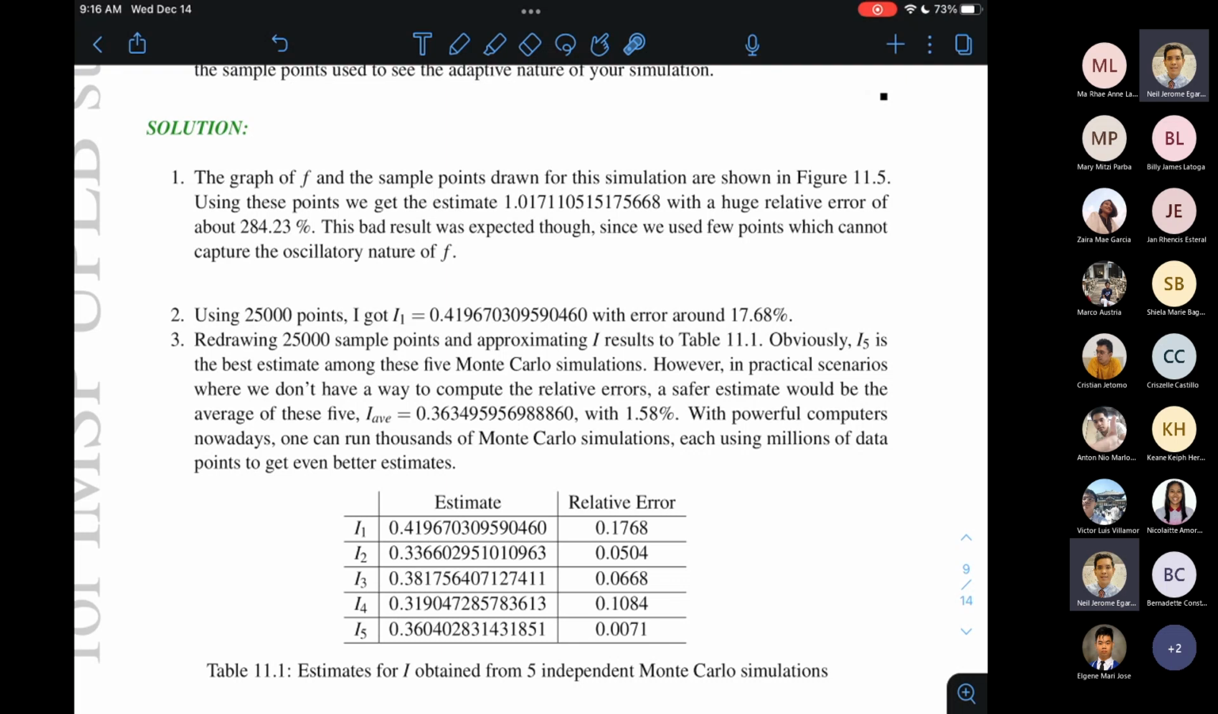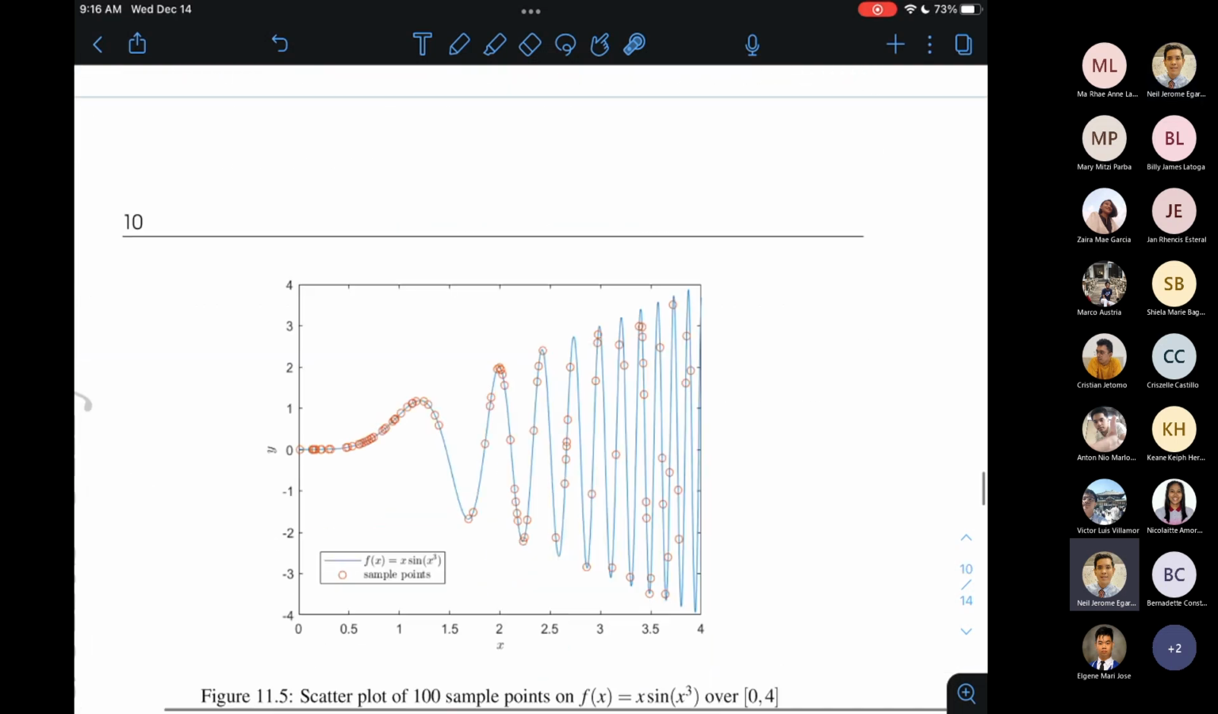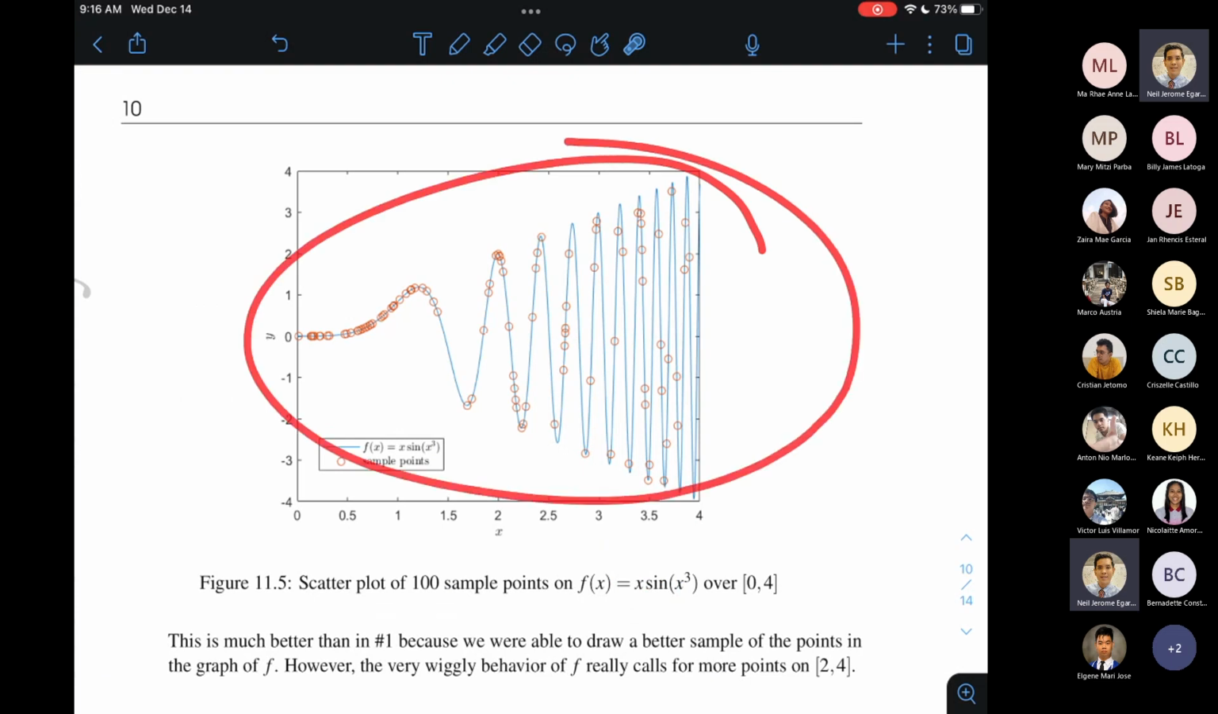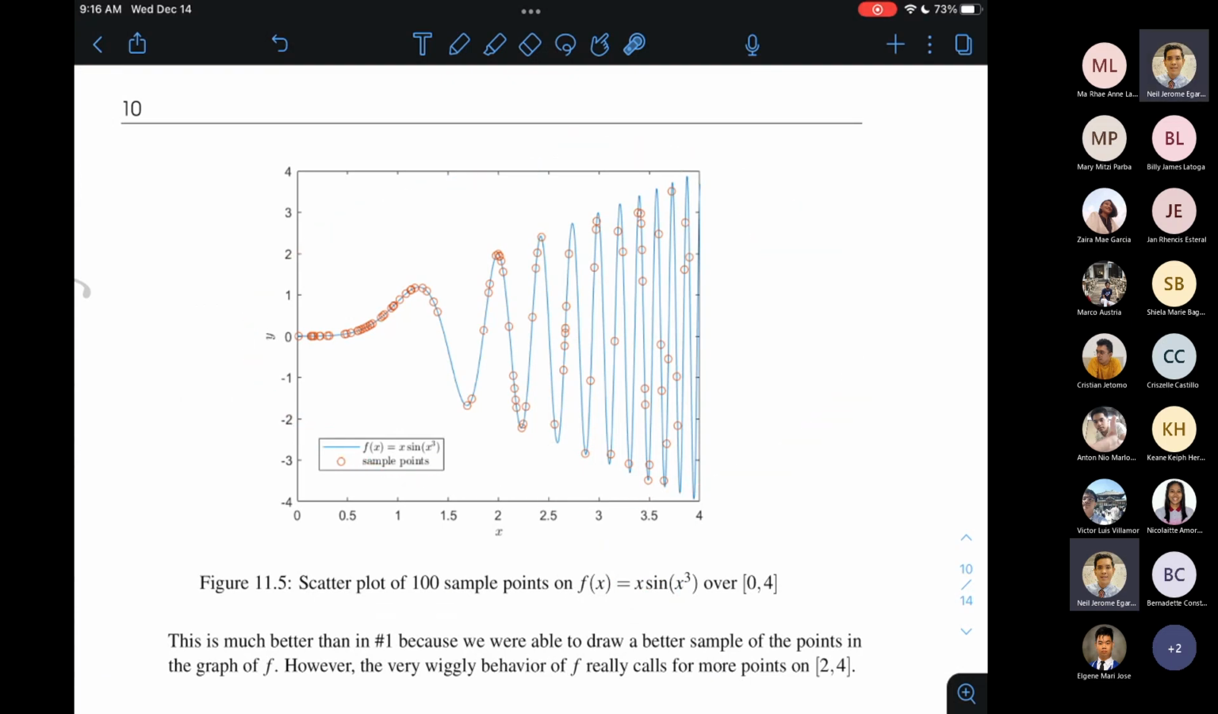Pero if you want to investigate, why did I get 284% error when I use 100 points? Pwede nating ipag-graph si F kasama yung sample points in one coordinate axis. And here's what I got. Now, medyo okay siya kasi meron tayong mga nakuhang information about the oscillations, but that seems to be not enough because we got 284% error.